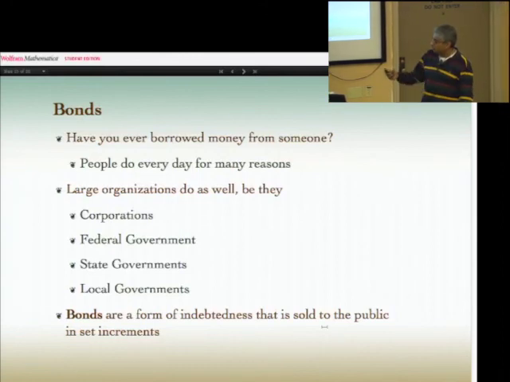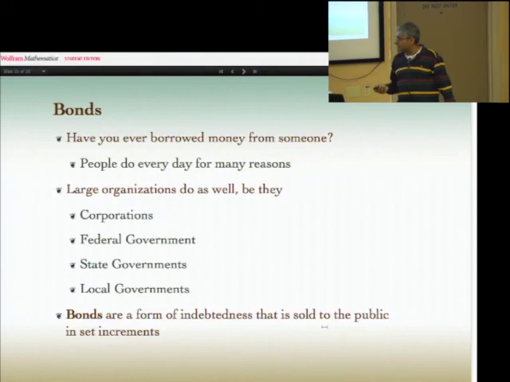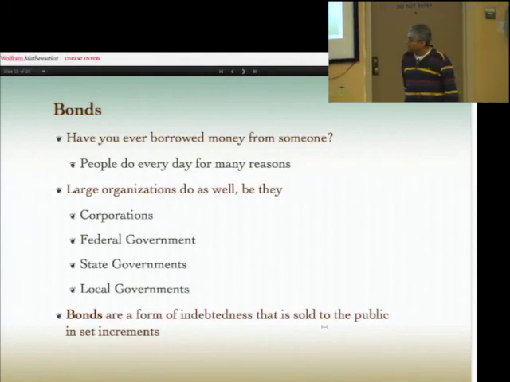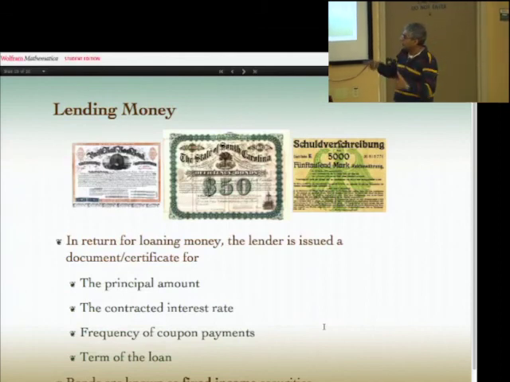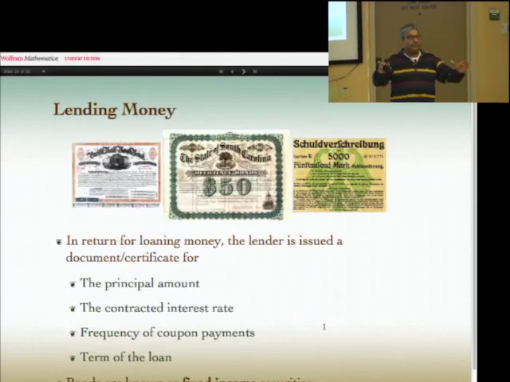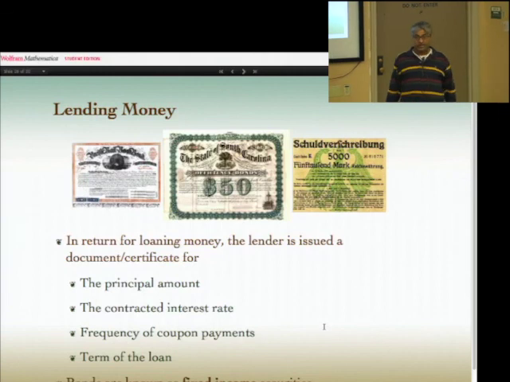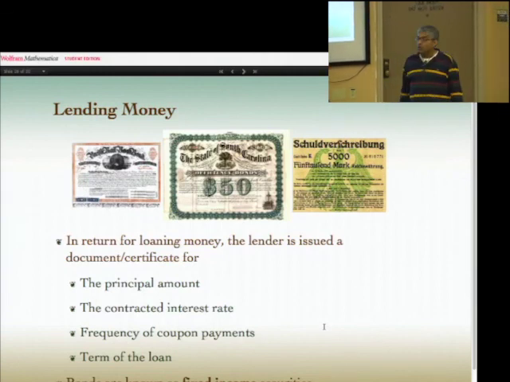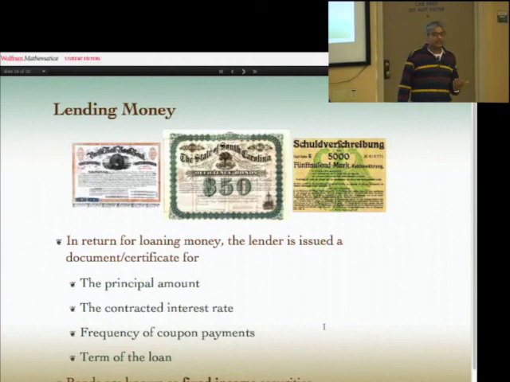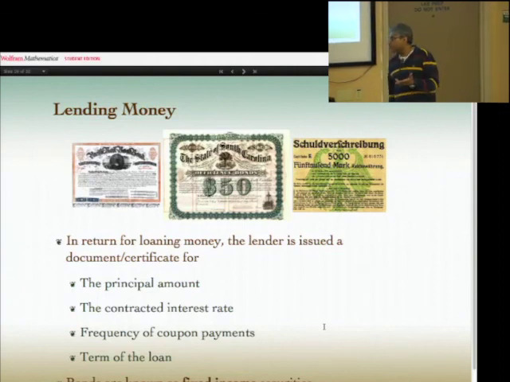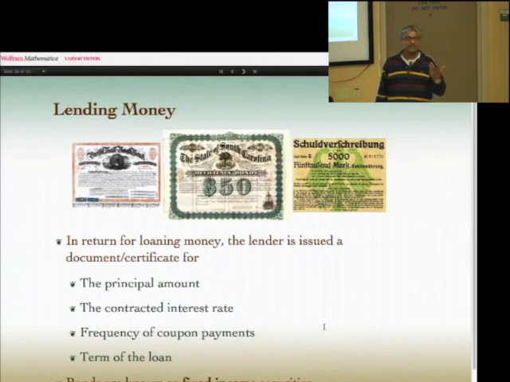Again, all of these entities sell bonds. And so you get a certificate, and the certificate says what is the principal amount that you're lending, which is a standardized amount. What is the interest rate? What kind of coupon payments you're going to get. So this term coupon payments is just interest payments that you're going to get paid as a bondholder.